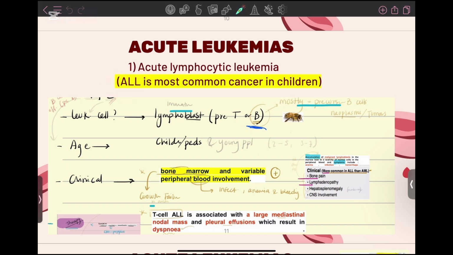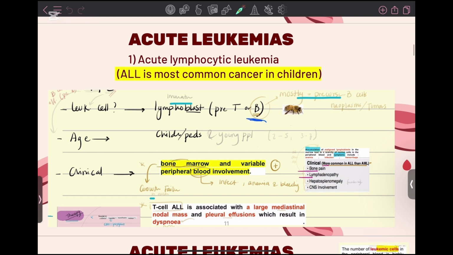Now, what type of leukocytes or WBCs would you observe in this type of cancer? Immature lymphoblasts. When you see a lymphoblast, this means it's immature. Specifically, we're talking here about the precursor B cells. These would be the cause of this malignancy. Pre-T would also be a cause, but pre-B is the most common cause. Again, ALL is in an age group of children and young people, but specifically it's in children.